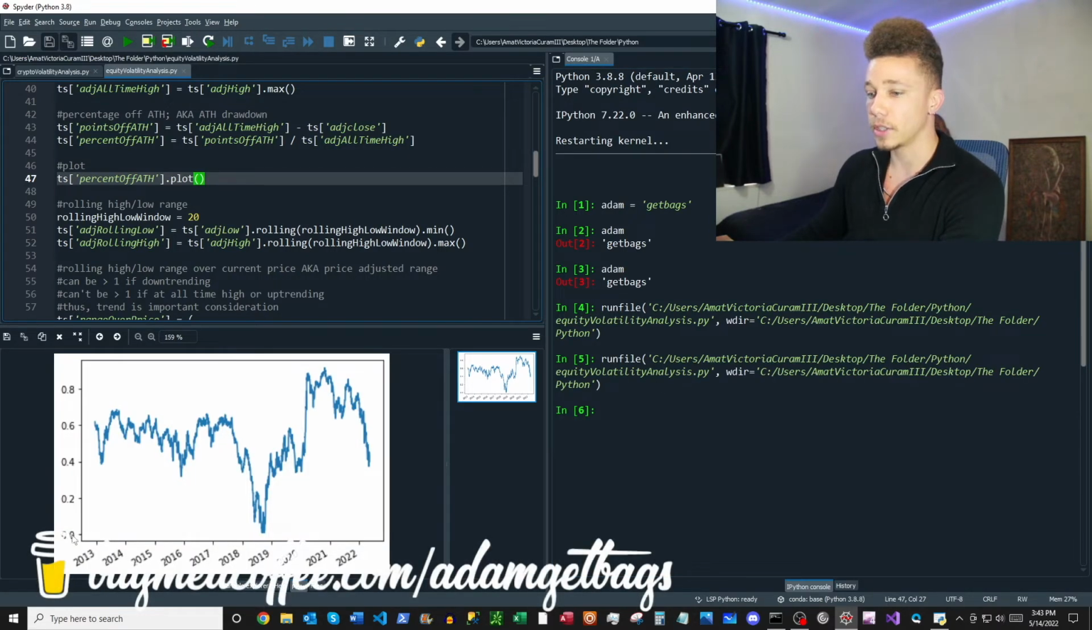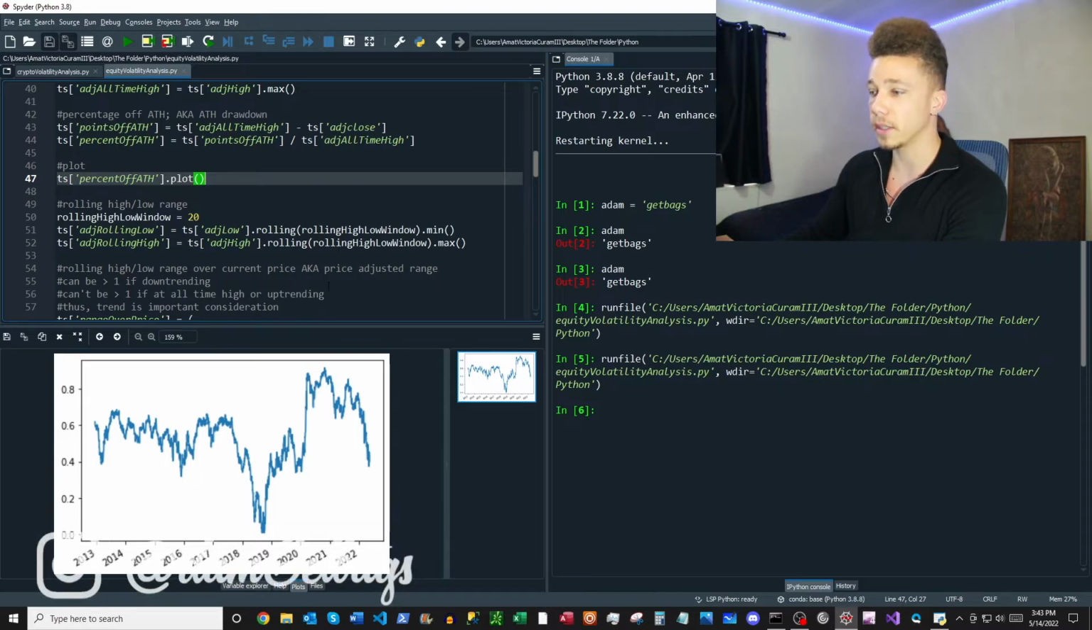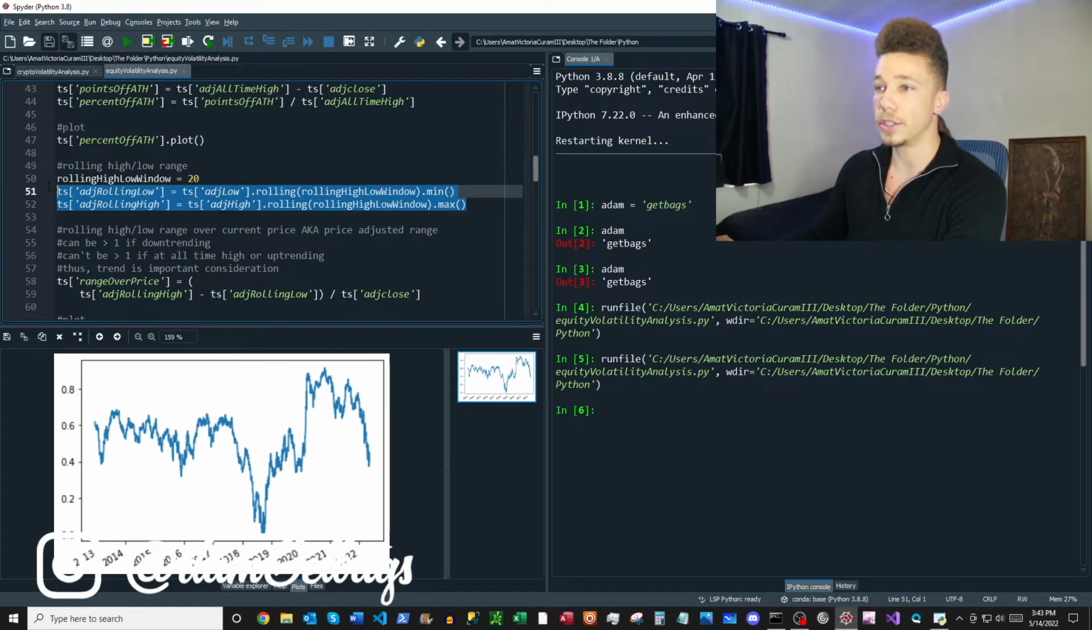Now this is a percentage, so this zero value is going to be all-time high territory. And then as this goes up, this is how far you are off from the all-time high. Keep in mind, these are adjusted prices, so we adjusted the candles in the beginning.